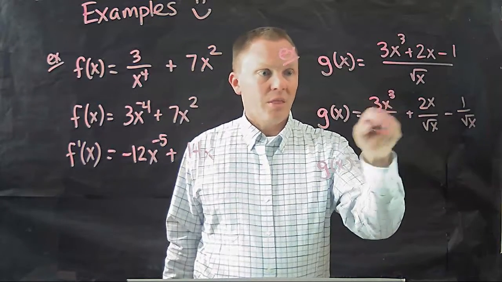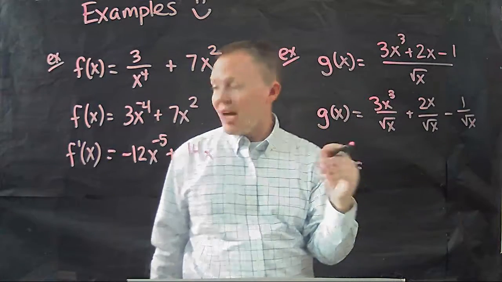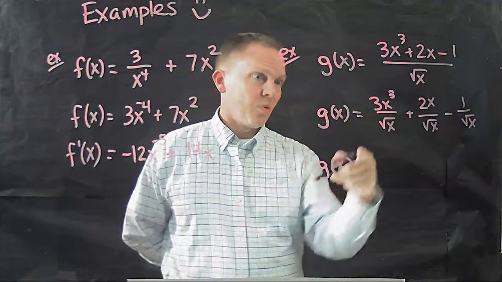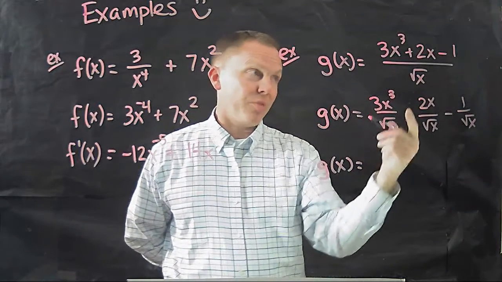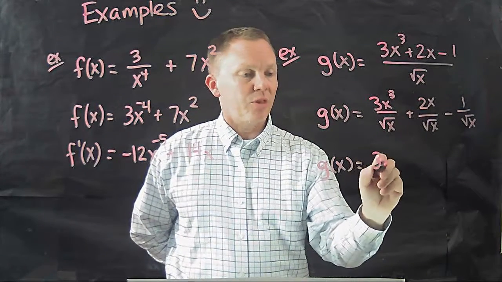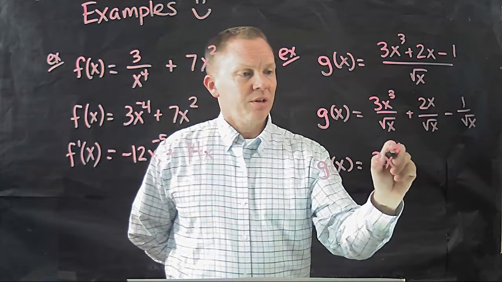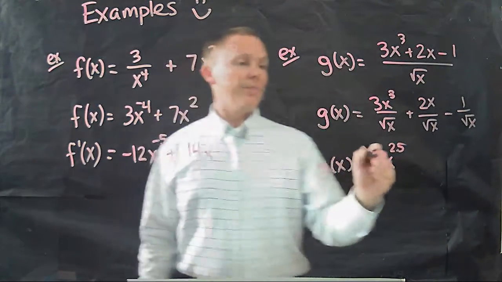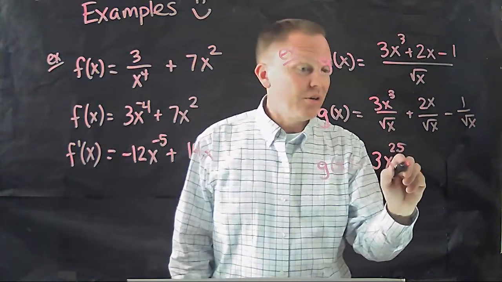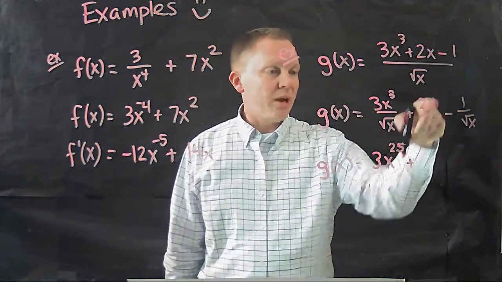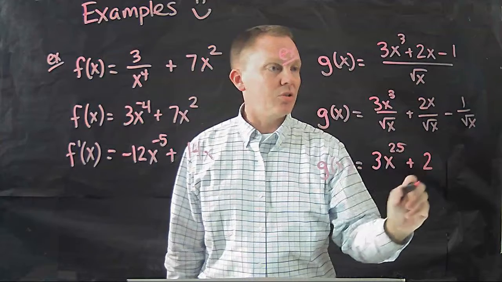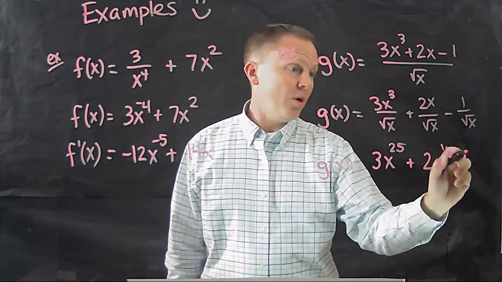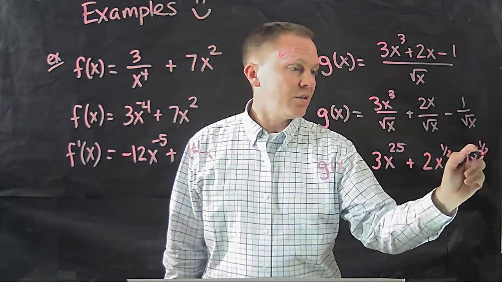So what is this first term? How is that going to simplify if I put it with a fractional exponent? Well, we would say x cubed over x to the 1/2, and that's 3 minus 1/2, which is 2.5. So this will be 3x to the 2.5. Yes, that's the same thing as 5/2. We can write it like that later. Plus 2x over radical x, that's going to be 2x to the 1/2 minus 1x to the negative 1/2.